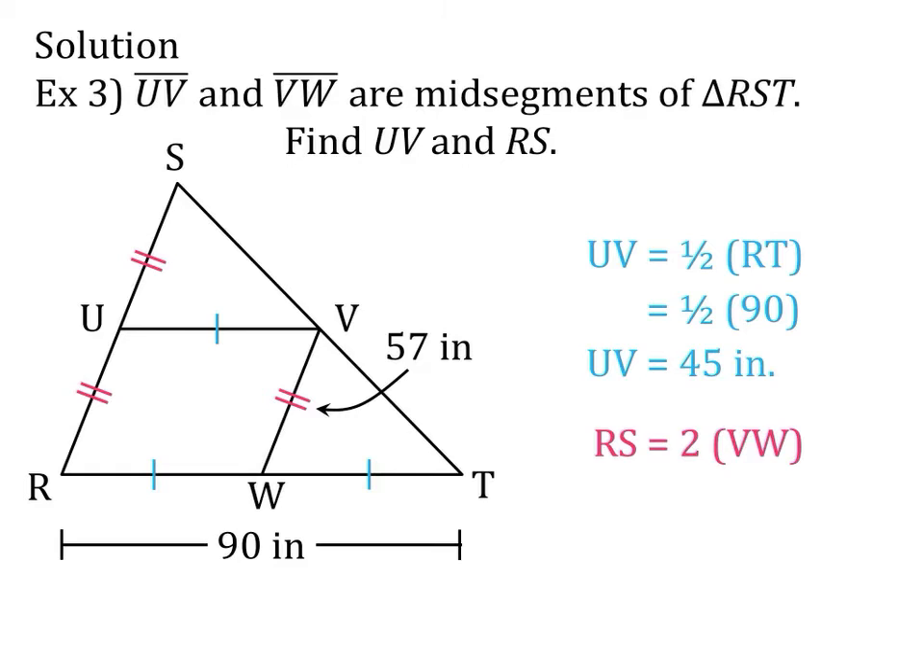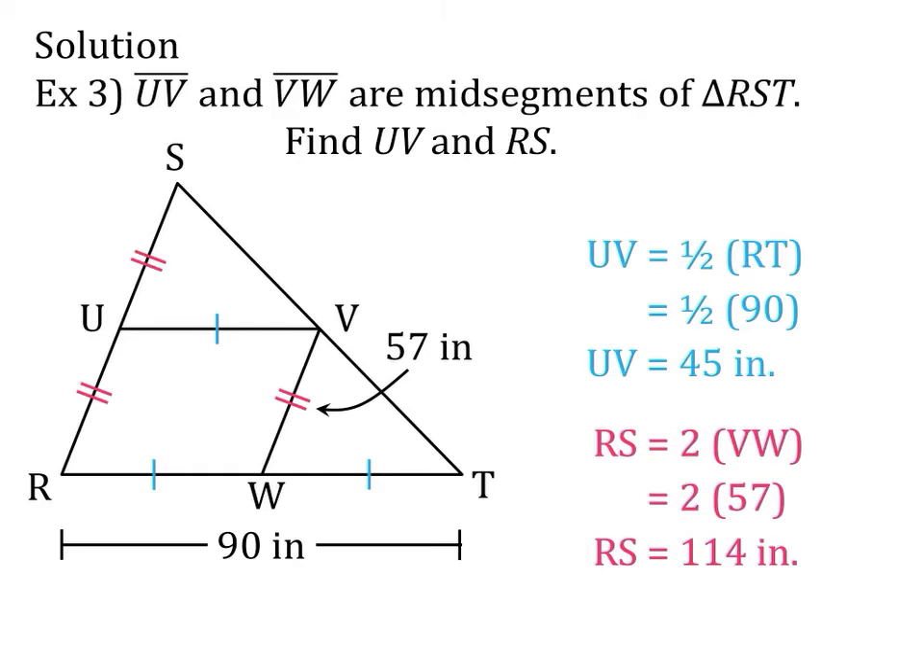Next, since we know that RS is the side of a triangle and that VW is a midsegment, we can say that twice the length of VW is equal to RS. So we substitute 57 for VW, and we get that RS is equal to 114 inches.